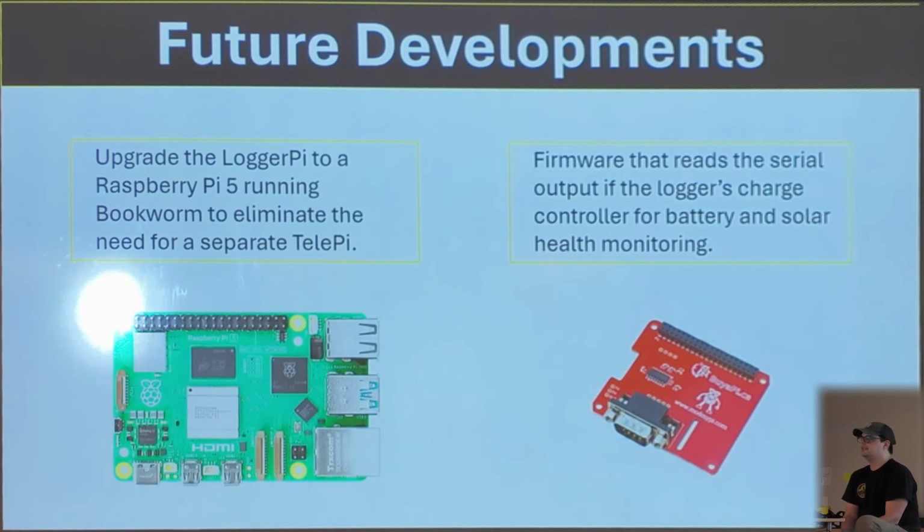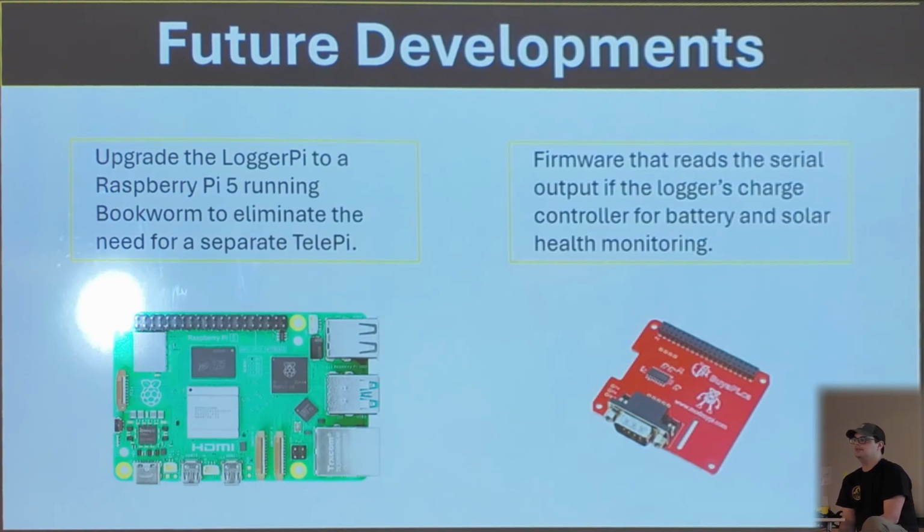A couple of things I would like to do with the system in the future. One on the left here, which is probably the most important to me, is I'd like to upgrade the logger itself to use a Raspberry Pi 5 so we can run the 64-bit Bookworm operating system. That way the telemetry system can run directly on the logger itself. It wouldn't really need the TelePi, so that cuts the cost a little bit. But also this is just a much faster processor on this computer.